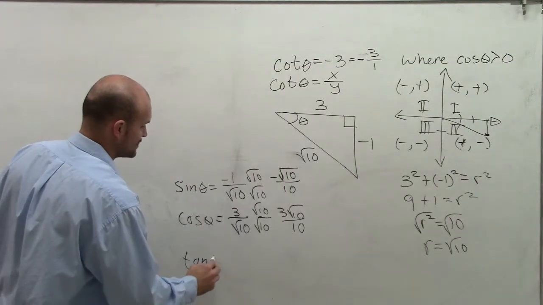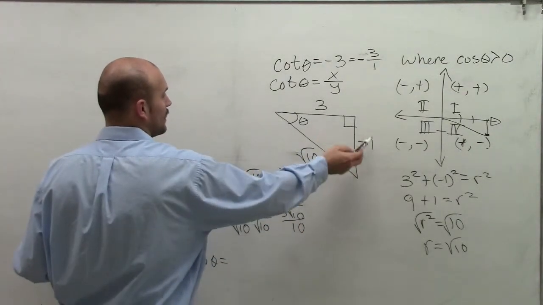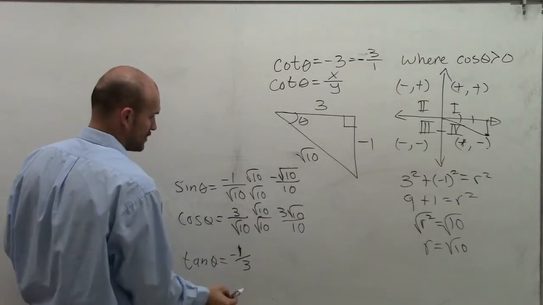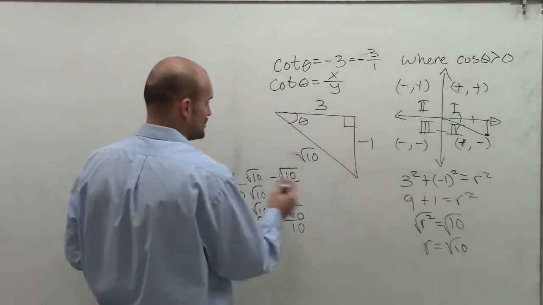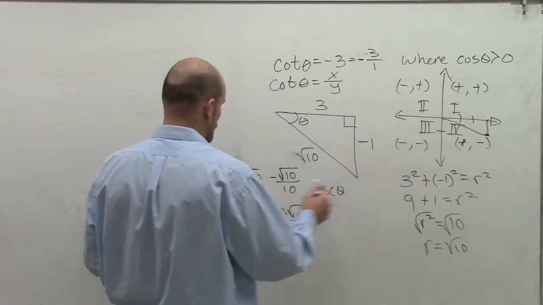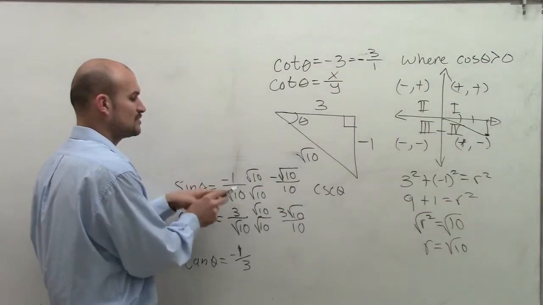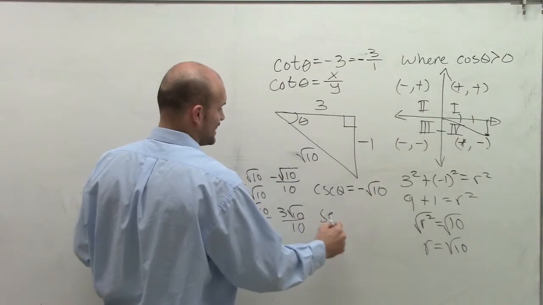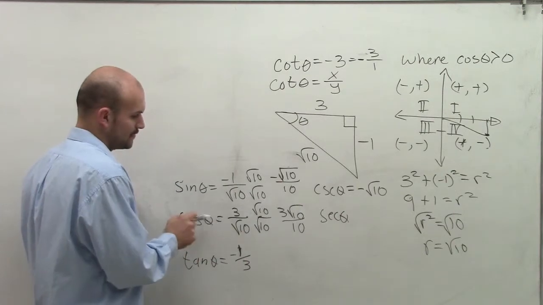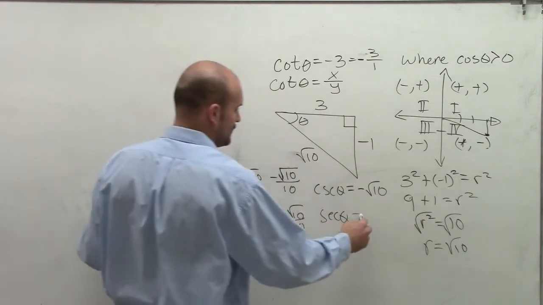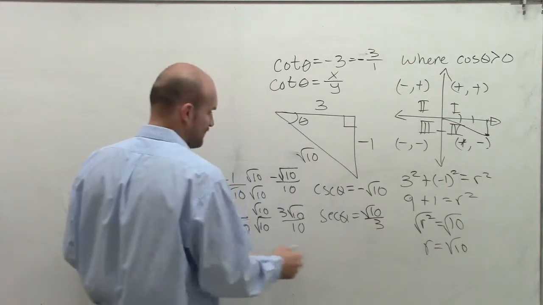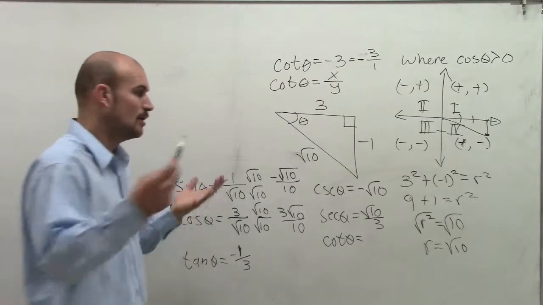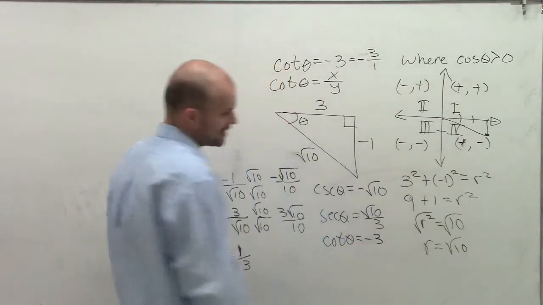Then I'll do the tangent of theta, which represents the opposite over adjacent, which is -1/3. Now let's go into the reciprocal identities. The reciprocal of sine is cosecant of theta. So all I'm going to do is reciprocate this. That would be square root of 10 over -1, which equals negative square root of 10. Then I have the secant, which is the reciprocal of cosine, which is going to be the square root of 10 over 3. And then last but not least, I have the cotangent of theta, which is the reciprocal of -1/3, which is -3 over 1, which is just equal to -3.